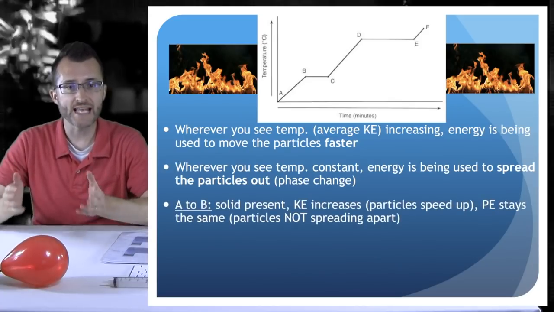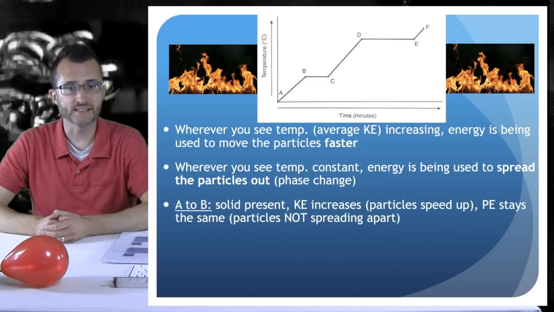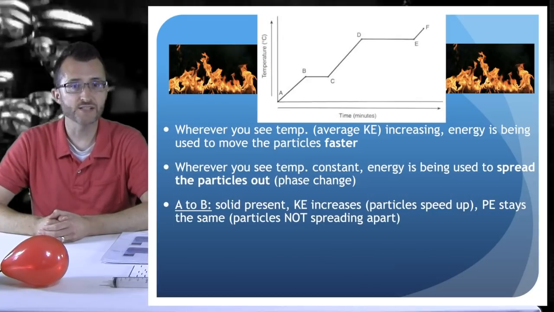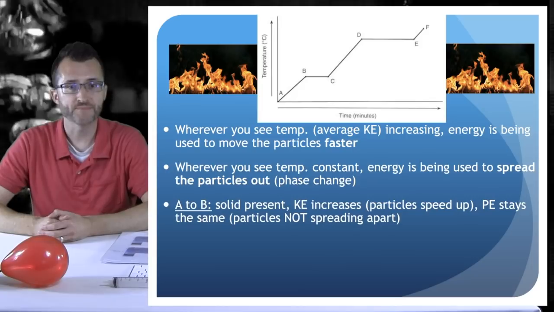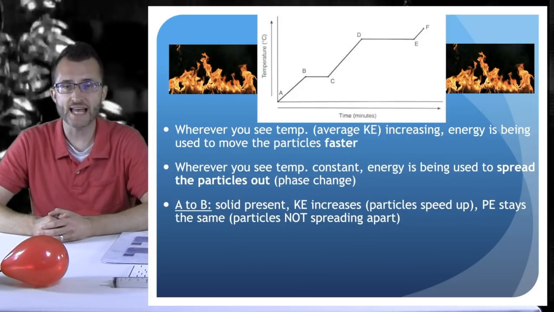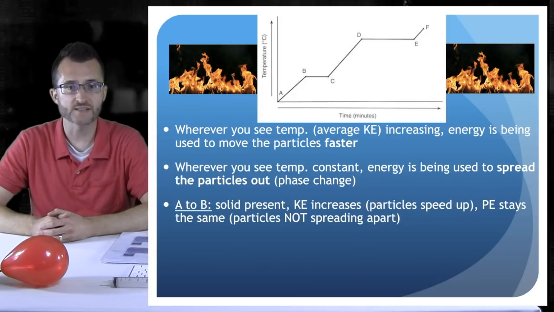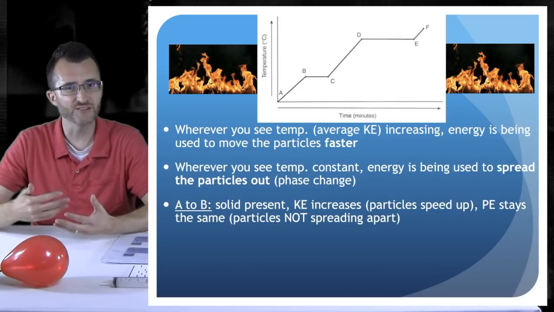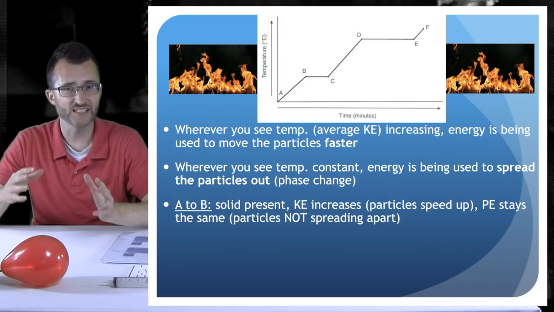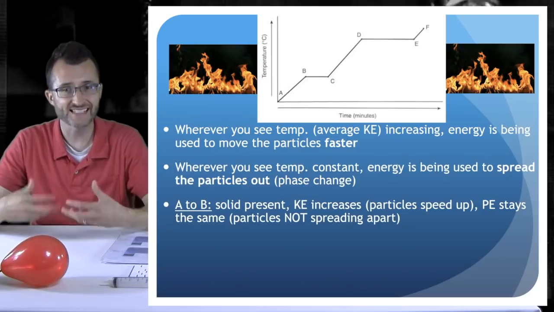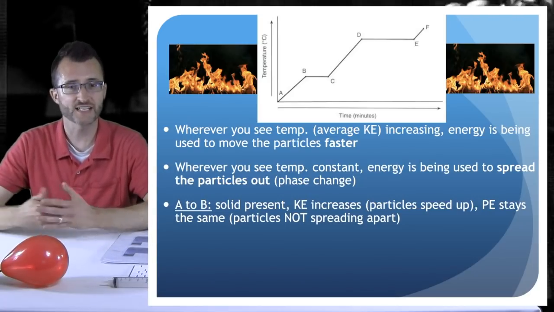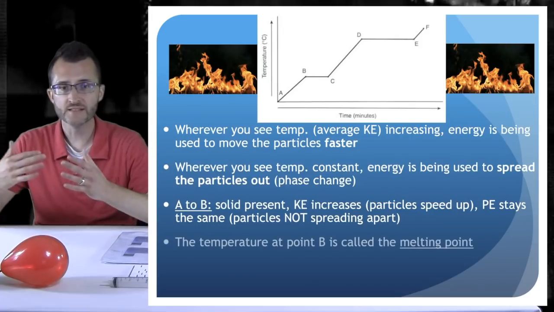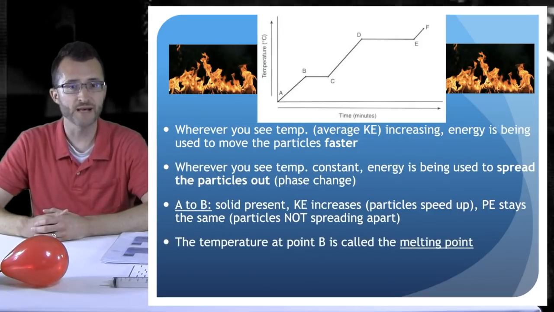Let's say we're going from A to B. There's a solid present. The kinetic energy is increasing. We know this because the temperature is increasing, and that means the particles speed up. The potential energy stays the same because the particles are not spreading apart. So it's not like kinetic goes up and potential goes down like we've seen in other examples. That's because we're constantly adding heat. So there's a net influx of energy to our system, but just the kinetic energy is going up. The temperature at point B is called the melting point.